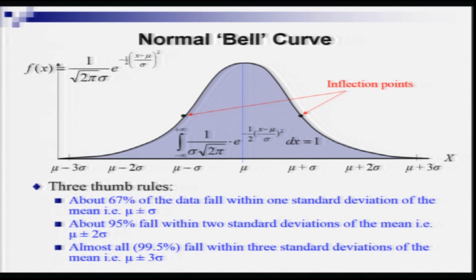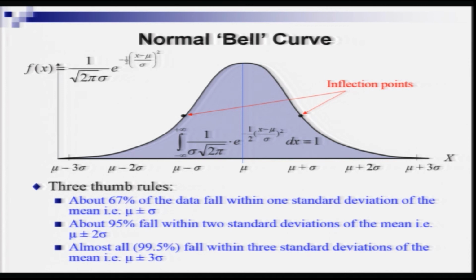Okay. Now, I would like to draw your attention to a set of thumb rules which are very useful in practice, and as I read these thumb rules and talk about them, you may feel that this is very similar to what we have seen in the case of Chebyshev's theorem. Yes, these results are very much similar to what Chebyshev has told us. So, the first result says that about 67% of the data fall within one standard deviation of the mean, which is mu plus minus sigma.